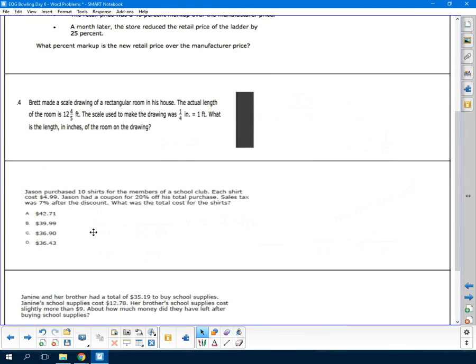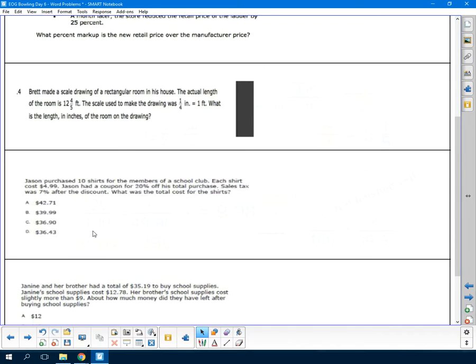Brett's going to make a scale drawing of a rectangular room in his house. The actual length of the room is 12 4/5 feet. The scale used to make the drawing was 1/4 inch equals 1 foot. What is the length in inches of the room on the drawing?